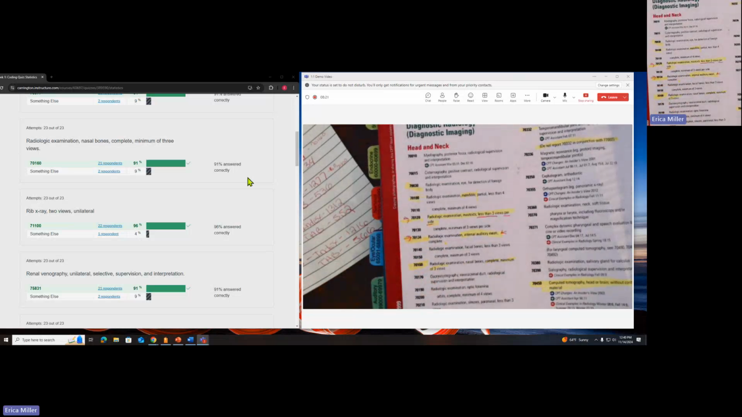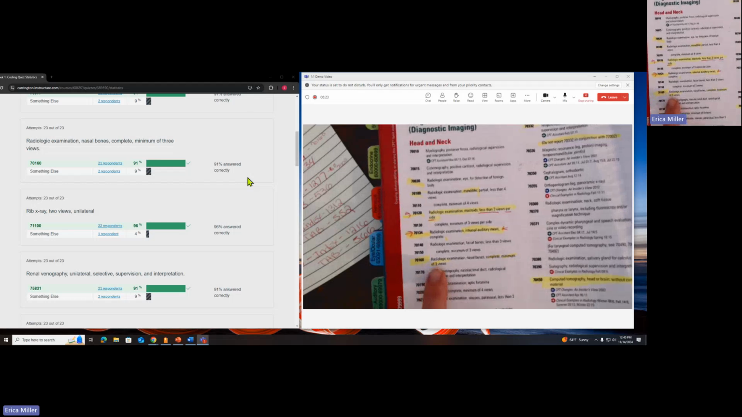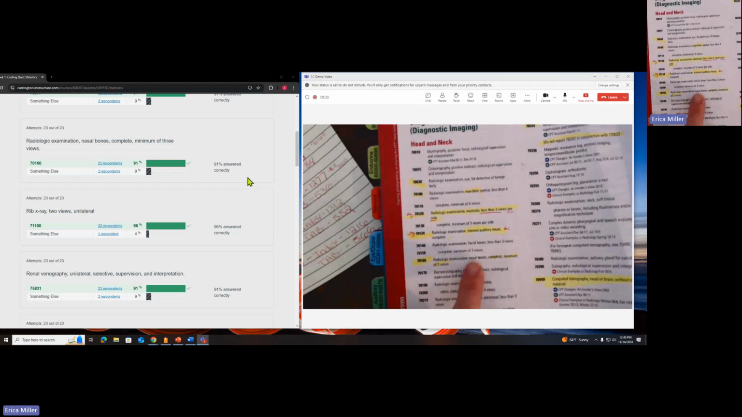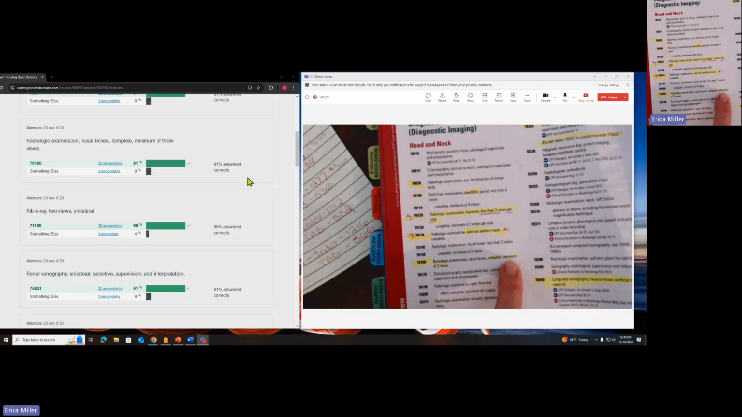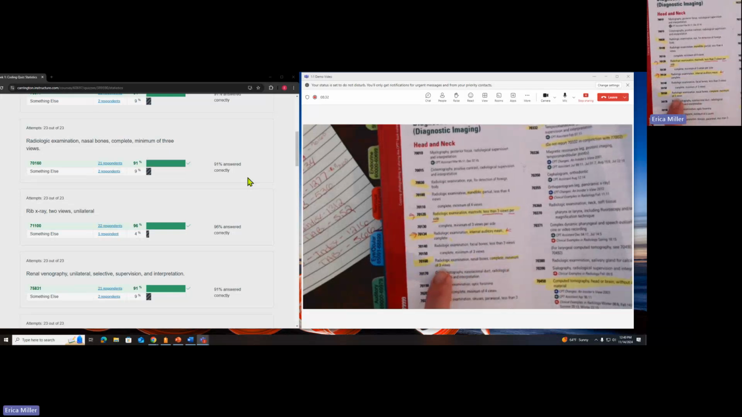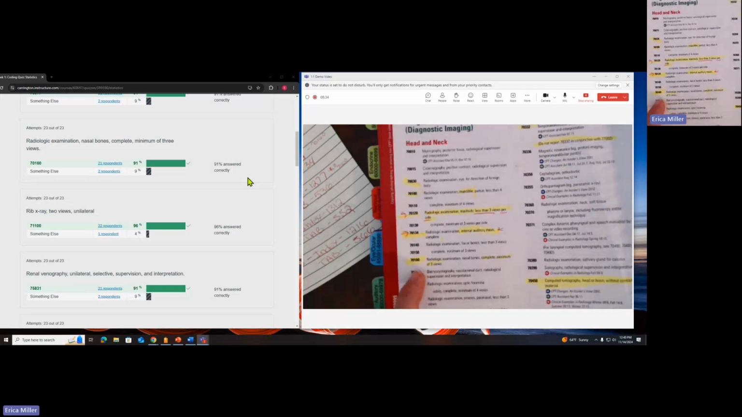So 70160, radiologic examination, nasal bones complete, and then our detail of minimum of 3 views. All right.